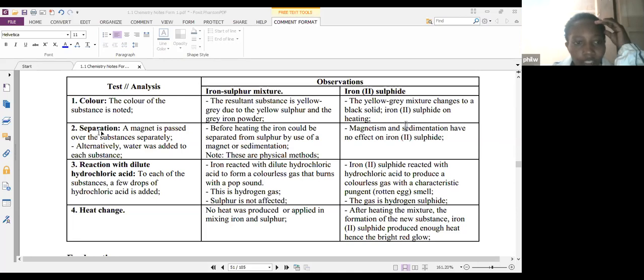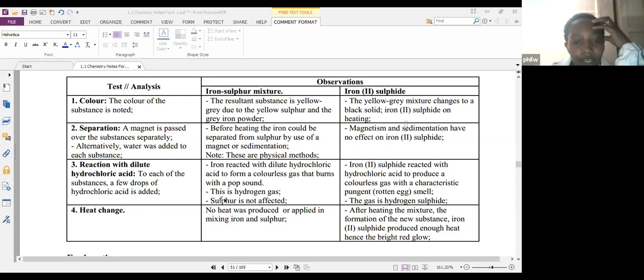Number two is about separation. For the mixture, the iron and sulfur can be separated using a magnet because it is a mixture. However, the iron(II) sulfide cannot be separated using a magnet because it is already a compound. It is a substance that cannot be separated by any physical means. Then once again, when the mixture is reacted with dilute hydrochloric acid, a gas is produced.